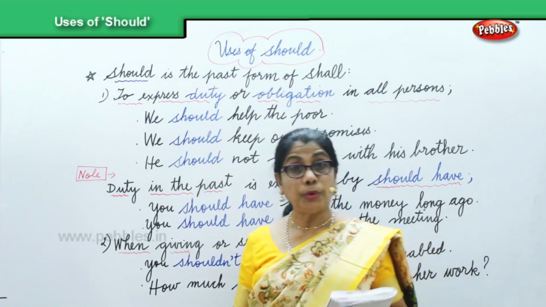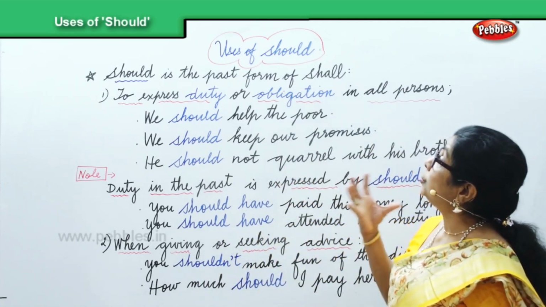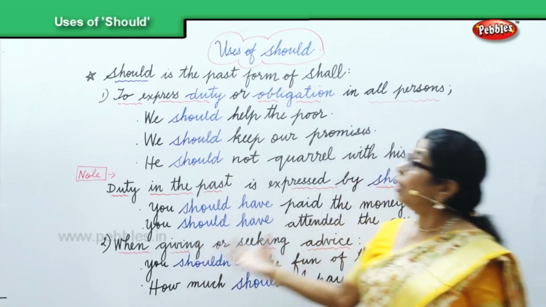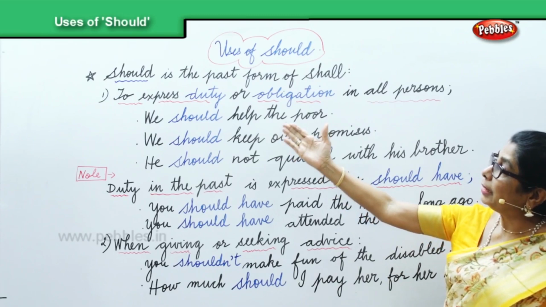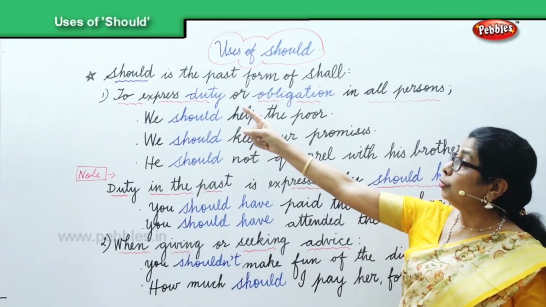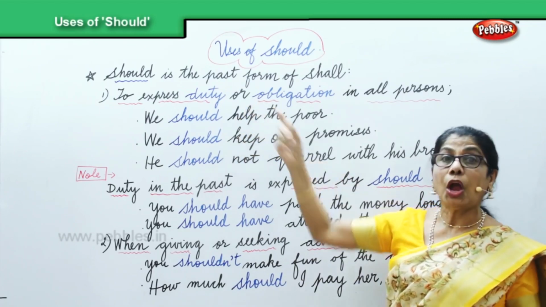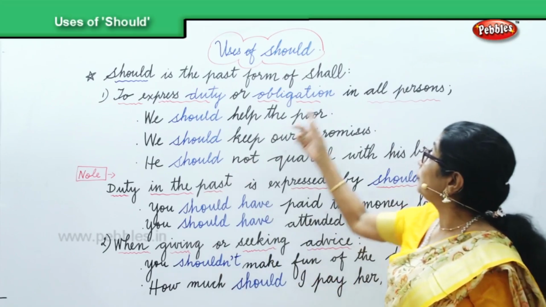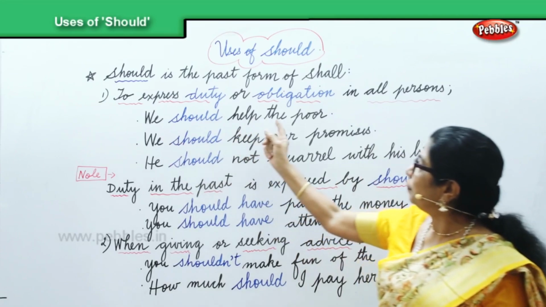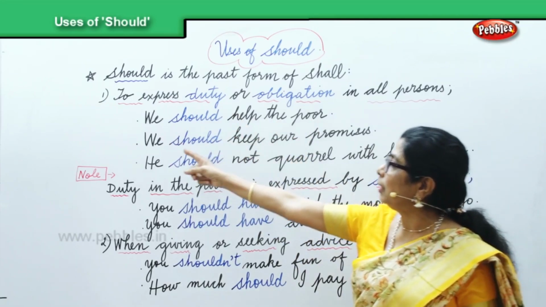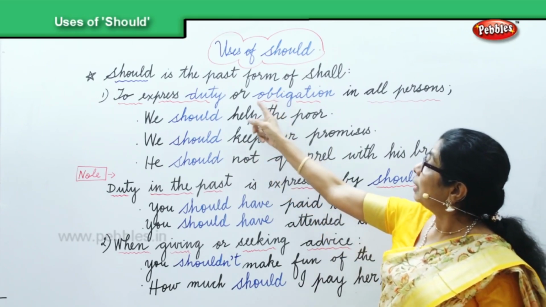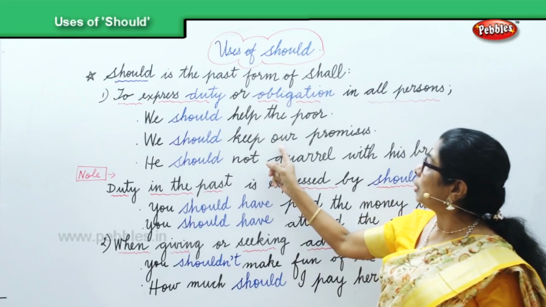We have a few more to go. Let's look at the uses of should. Actually, there are four. Two more we need to do. What is should? It is the past form of shall. Very simple. Now, should is used to express duty or obligation in all persons. Let's look at the sentence. We should help the poor. It's a duty. We should keep our promises. If you make a promise, it's a duty to keep a promise.